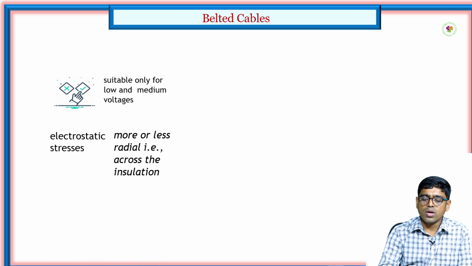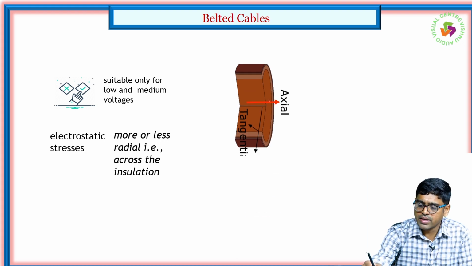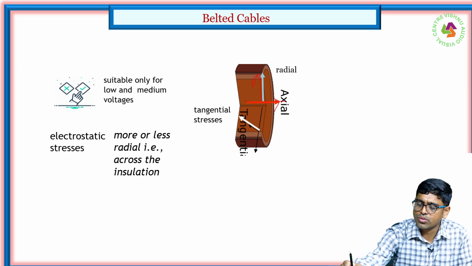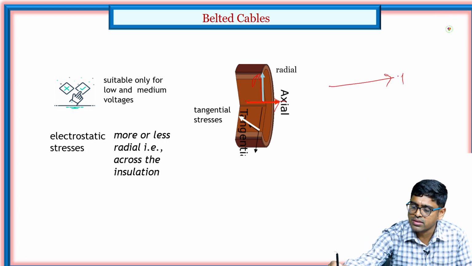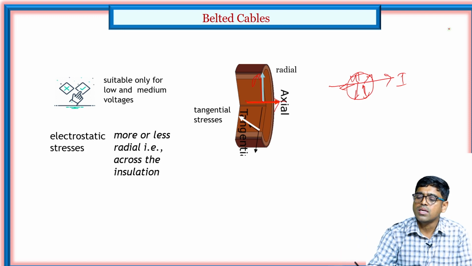Electrostatic stress is more or less radial, that is, across the insulation. You can see the axial and the tangential directions. Radial means like this: the current flows like this, and radially the stress is outward. So the stress is throughout the insulation.